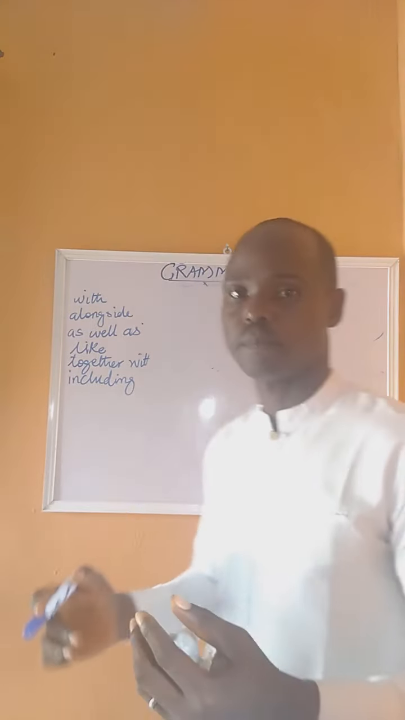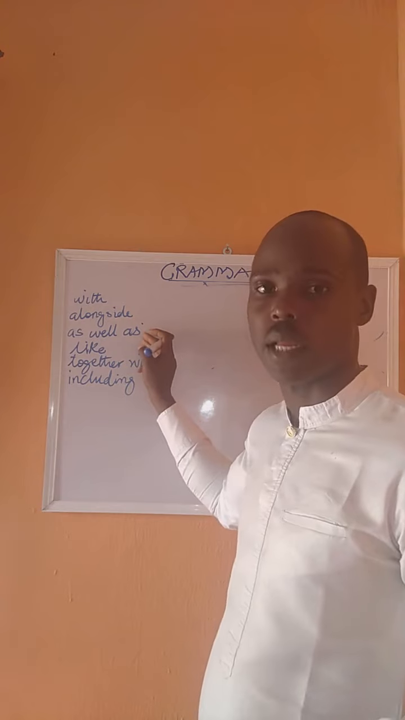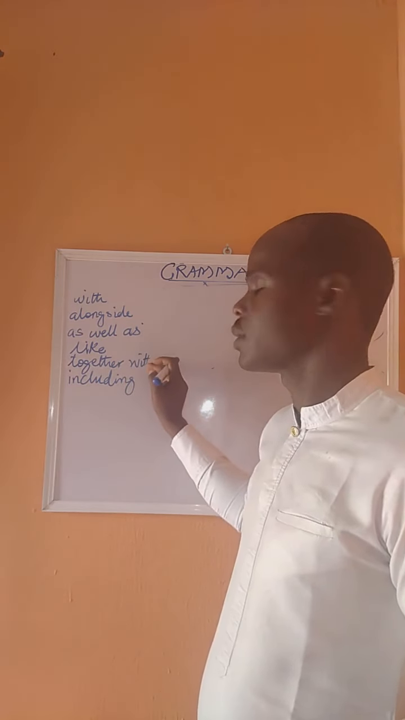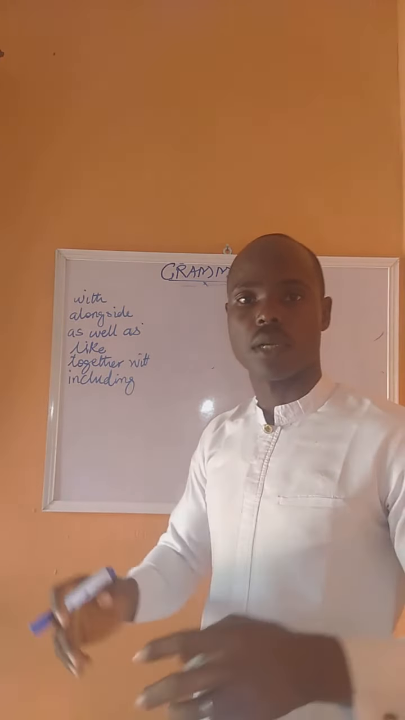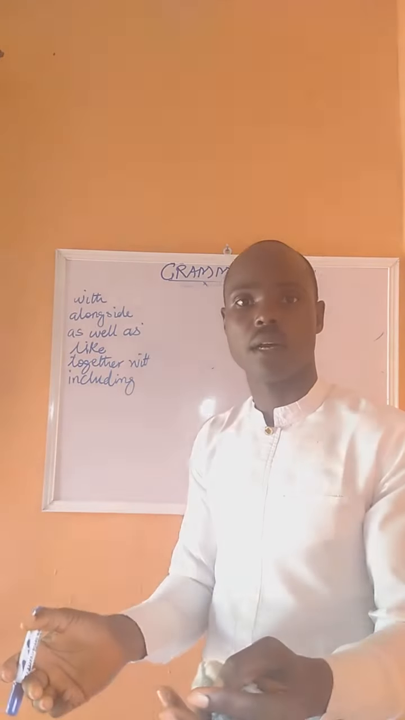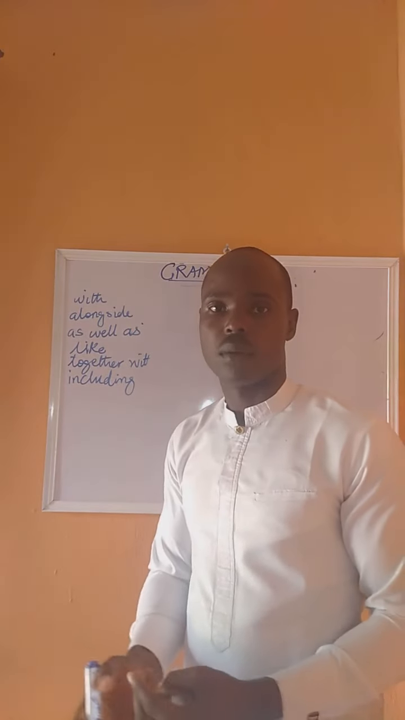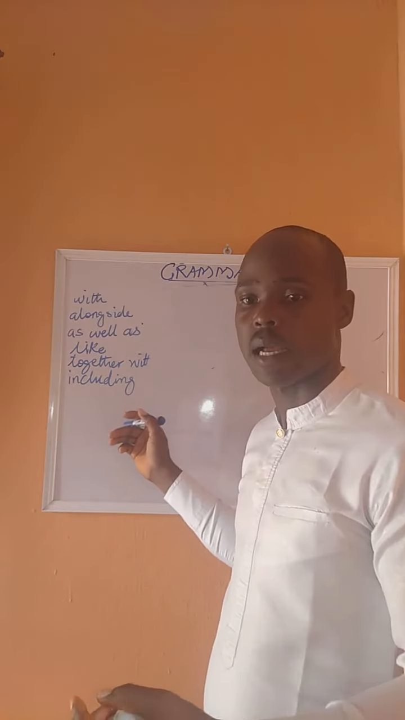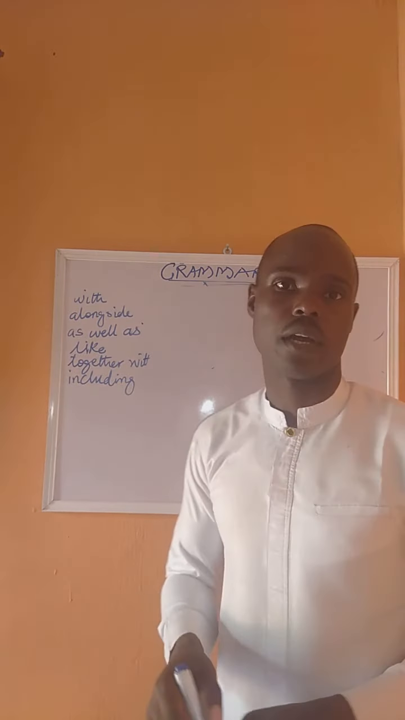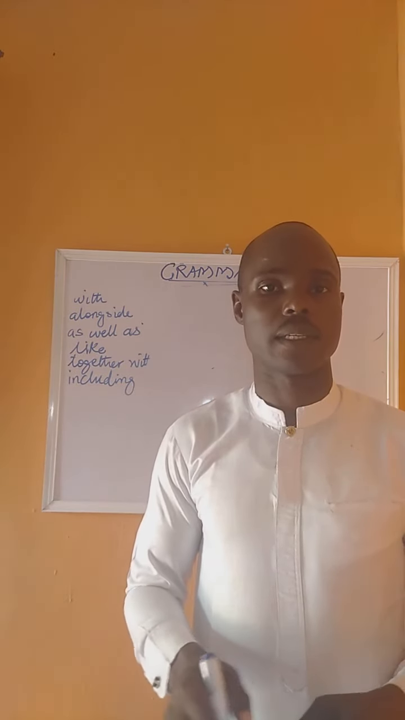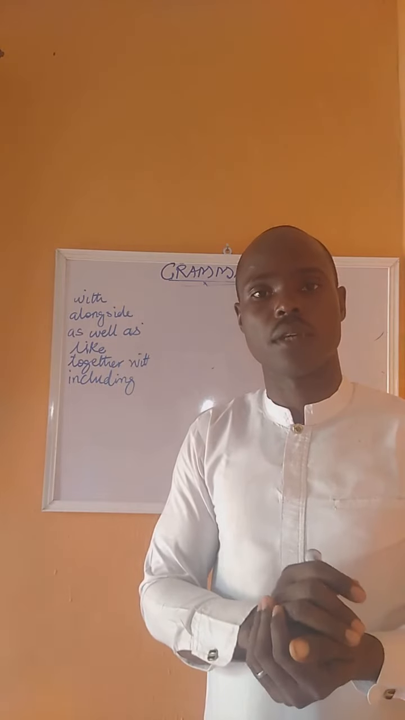Now, what is it? If you have words like with, alongside, as well as, like, together with, including, and the likes of them, as adverbs trying to link nouns, making them look as if they become plural, they do not really add subjects together to become plural. When you see them used in that sense, the subject before any of them is what you should think of while trying to choose a verb.